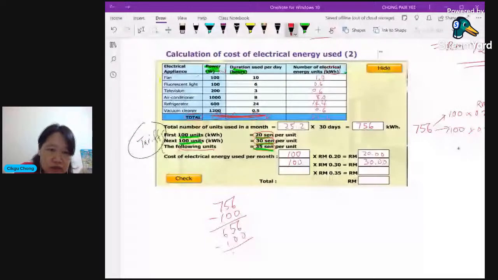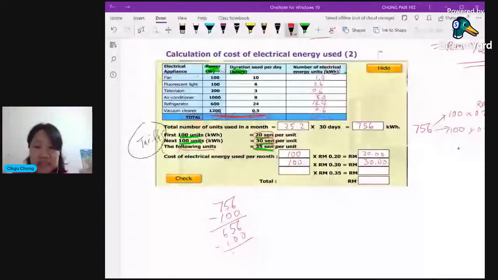Correct? The total is 756. You've taken 200 out to calculate. Now your 556 have not been calculated yet. Correct? Yes. So what you need to do, you have to calculate this alone. 556, you need to calculate with how much? See, 35 cents already now. Next figure is 35 cents. Wow, more expensive, you know? So it doesn't pay to use more electricity, you know? So 556 now, this one you cannot count. You cannot times 20, you cannot times 30, you must times 35 already.